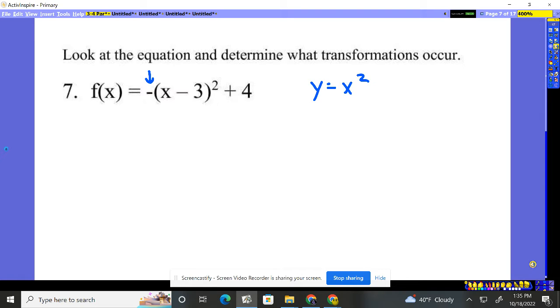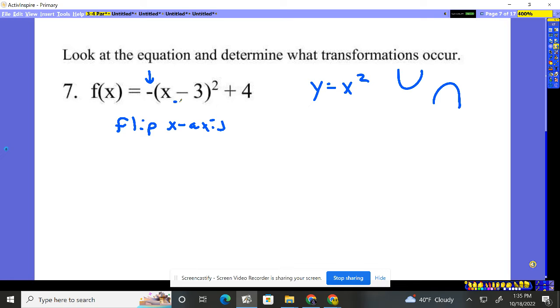What did that negative do? That guy is going to flip it over the x-axis, is what it does. Basically, for you and me, here's our normal parabola. It's going to flip it going the other way. Okay, it's just flipping it across the x-axis. That's what the negative does, makes it face downwards.